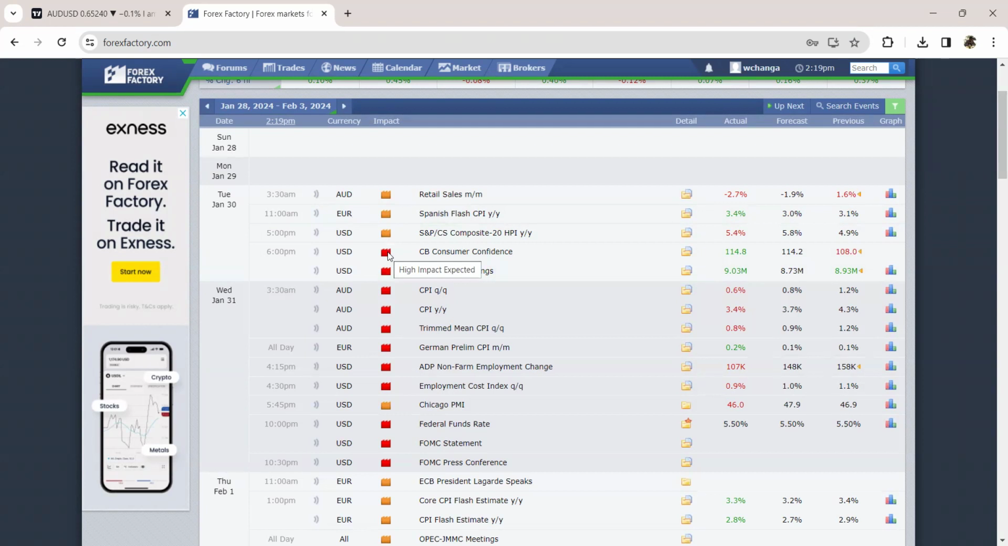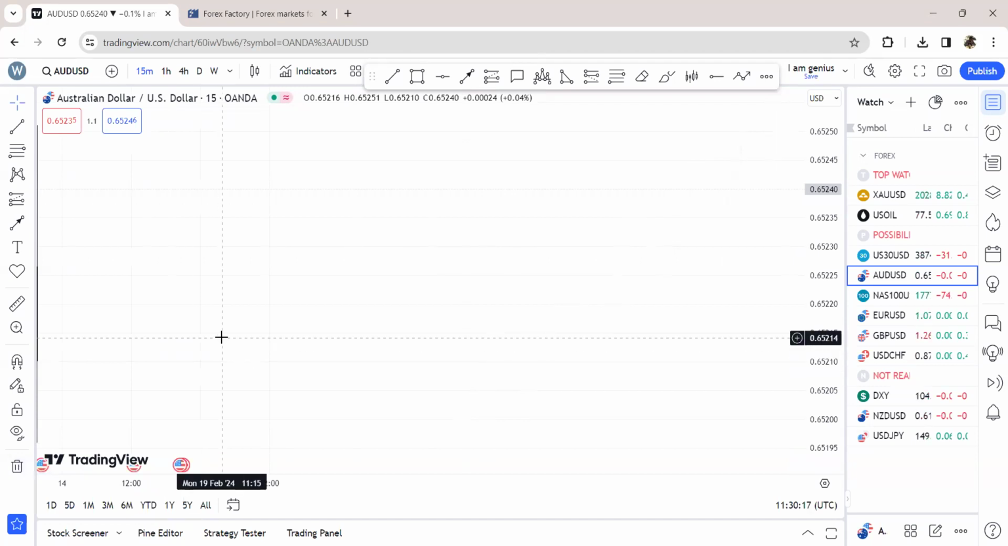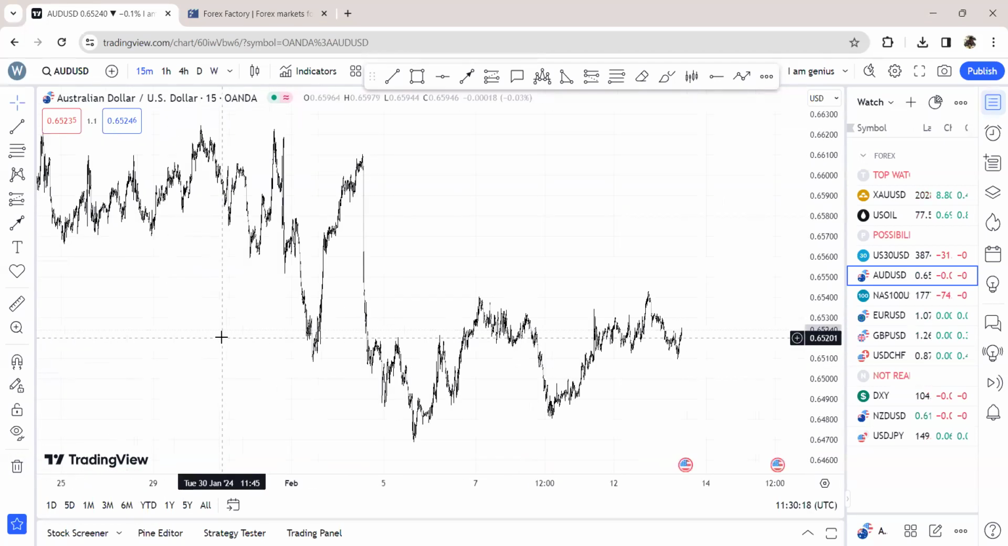So red is just high impact news. Then orange is just medium impact news, meaning it won't really have a lot of effect. It won't have a big effect on the charts. So that was just a side note, but very, very important. Yeah, so I've removed that. So now let's go into the practical stuff.